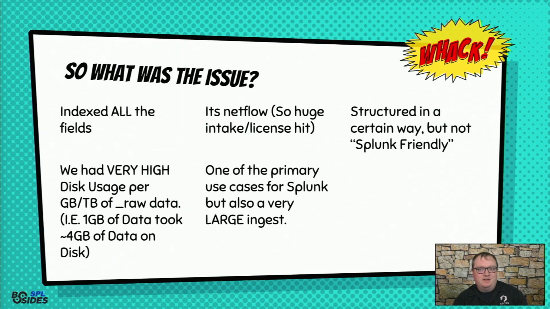Yeah, but whenever we started digging into this, we were noticing that all the data was coming in, and it's a lot of data, but for every gig of data that was coming in, it was taking up around 3 to 4 gigs of data on disk, depending on how high cardinality it was. And basically, the TSIDX files were just massive.